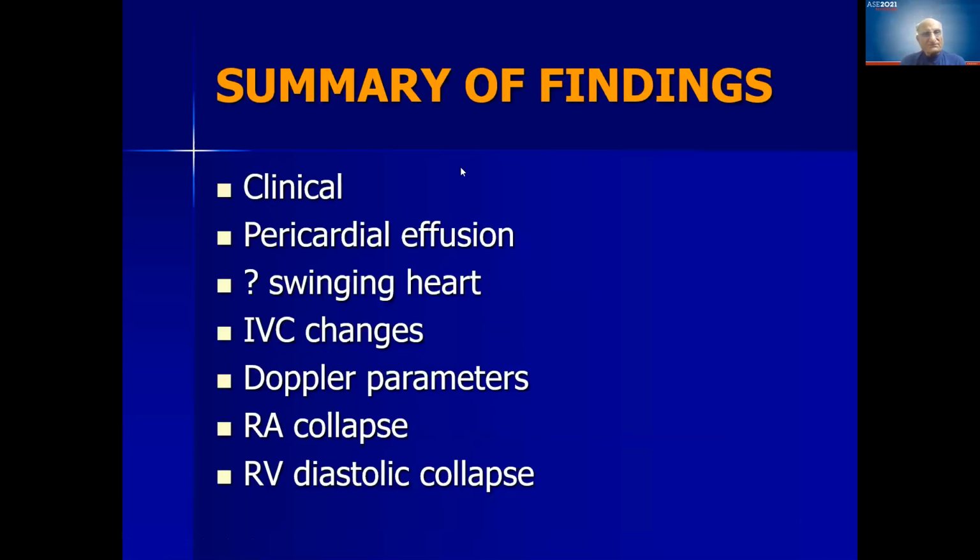So the summary of the findings: clinically very important are fever, dyspnea, cough, tachycardia, presence of a pericardial effusion, swinging heart, IVC changes, Doppler parameters of the mitral and tricuspid valves, RA collapse and RV diastolic collapse, which I showed you just now.